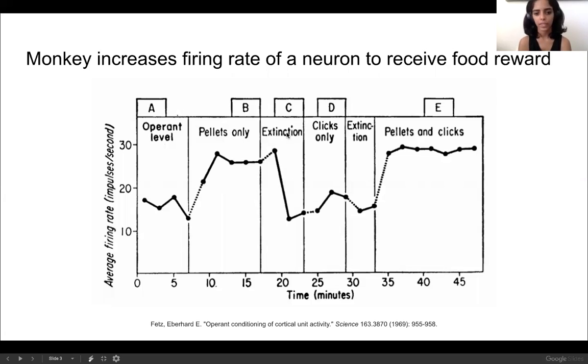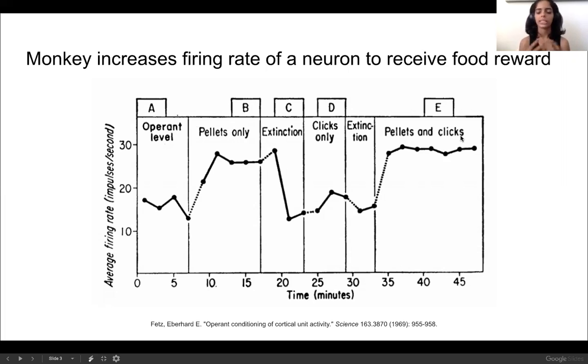It's called extinction. Then in the next phase, you give the monkey clicks when the firing rate of the neuron goes up. These clicks are irrelevant to the monkey. It's not a rewarding stimulus, so he does not do anything to the firing rate of that neuron. And then again, you have some extinction when all the clicks are coming randomly. So nothing really happens in these two phases. And then in the last phase, you do pellets and clicks.